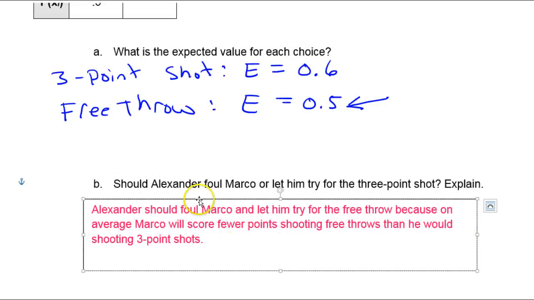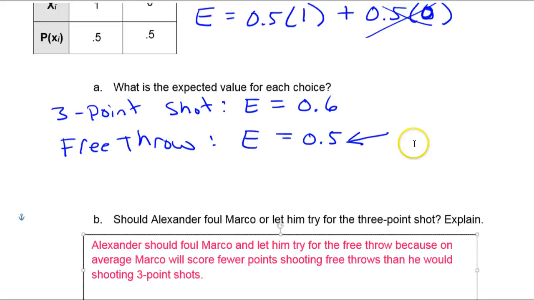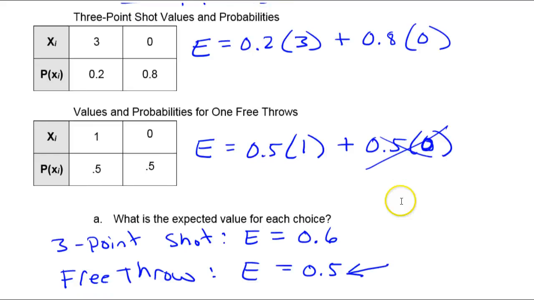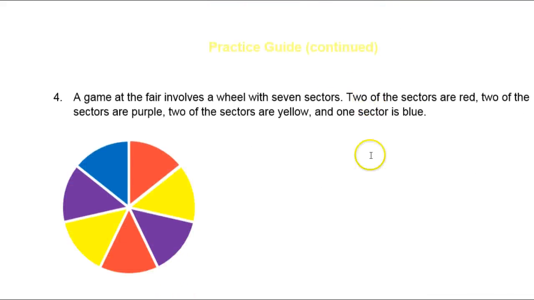So again, Alexander is on the other team. So Alexander should foul Marco and let him try for the free throw, because on average Marco will score fewer points shooting free throws than he would shooting 3-point shots. And Alexander wants Marco to score as little as possible because he's on the other team. All right, that is the end of this particular question, the basketball question. All right, let us move on.